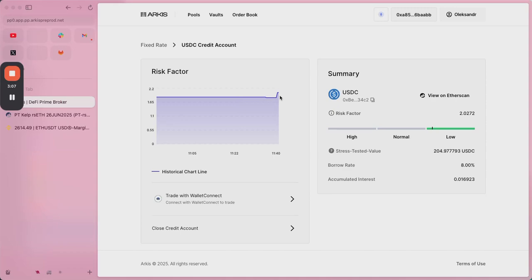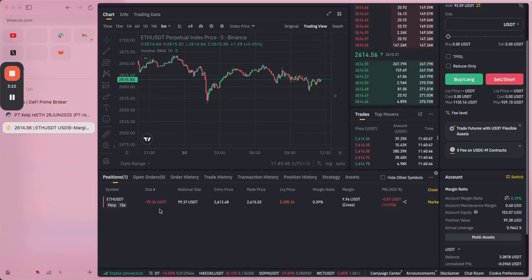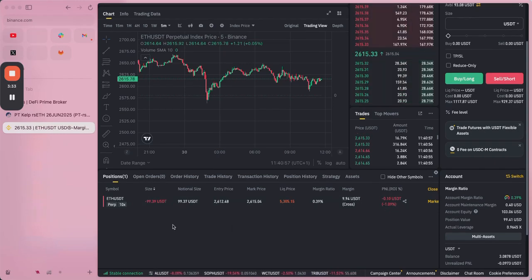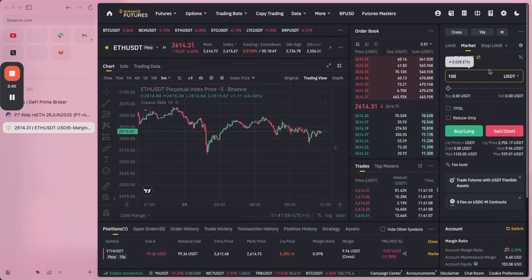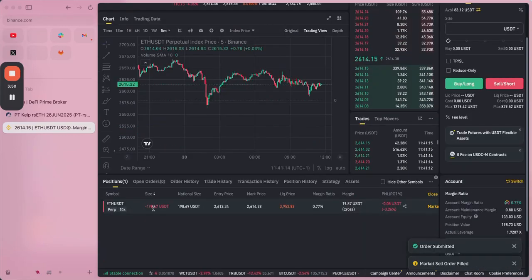Let's play around with the Ethereum position to see what happens to our margin account and our risk factor when we become more directional in our exposure. Let's take a look at what happens if instead of opening just a short position, we open a bigger short, which will make our position more directional and biased towards a short position in Ethereum relative to USDC than a delta neutral position. Now let's sell more contracts for 100 USDT on ETH. We have submitted our order.